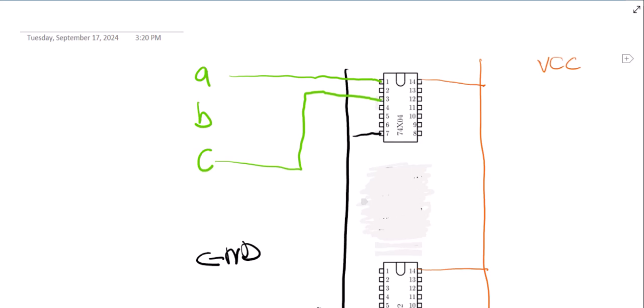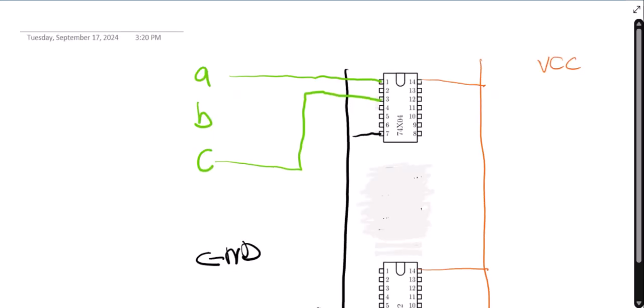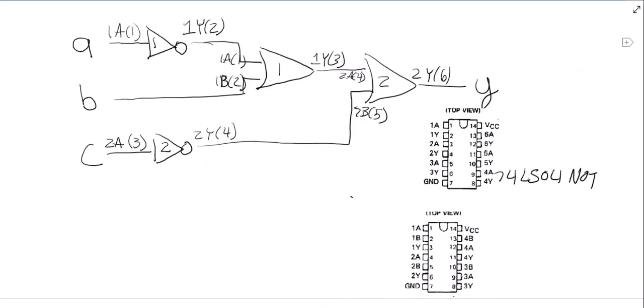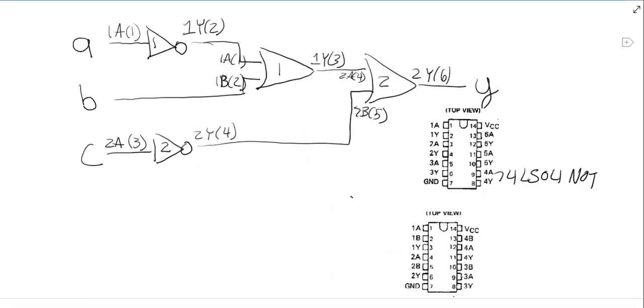And then the output of that NOT gate, which was pin 2, was going into pin 1 of the OR gate. And then B was going into pin 2 of the OR gate. And then I believe the output of that OR gate.